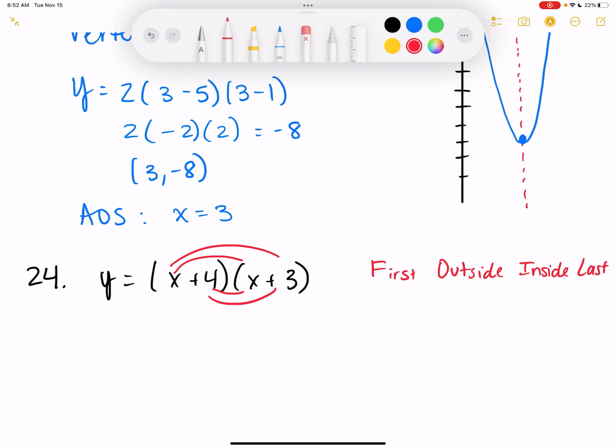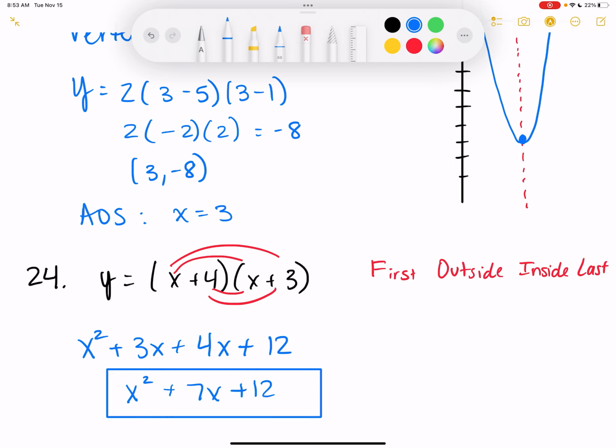So first we've got x times x. So that's x squared. Then I've got x times 3, which is 3x. Plus, and then I go to the next one. So 4 times x is 4x. Plus, the last one's 4 times 3, which is 12. And then you just combine like terms. So x squared plus 7x plus 12. So that's all these ones are asking you to do, is to just change them into standard form.